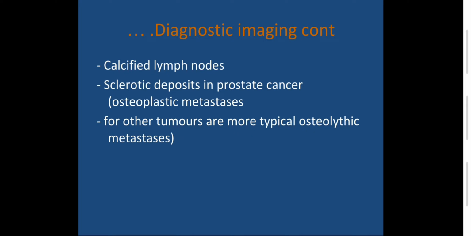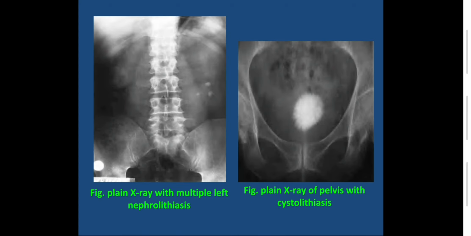Calcified lymph node, sclerotic deposit in the bone, as in case of prostate cancer, which is metastasized to the bone as osteoblastic or sclerotic lesion. Other tumors like renal cell carcinoma and bladder carcinoma, when metastasized to the bone, give osteolytic lesions.